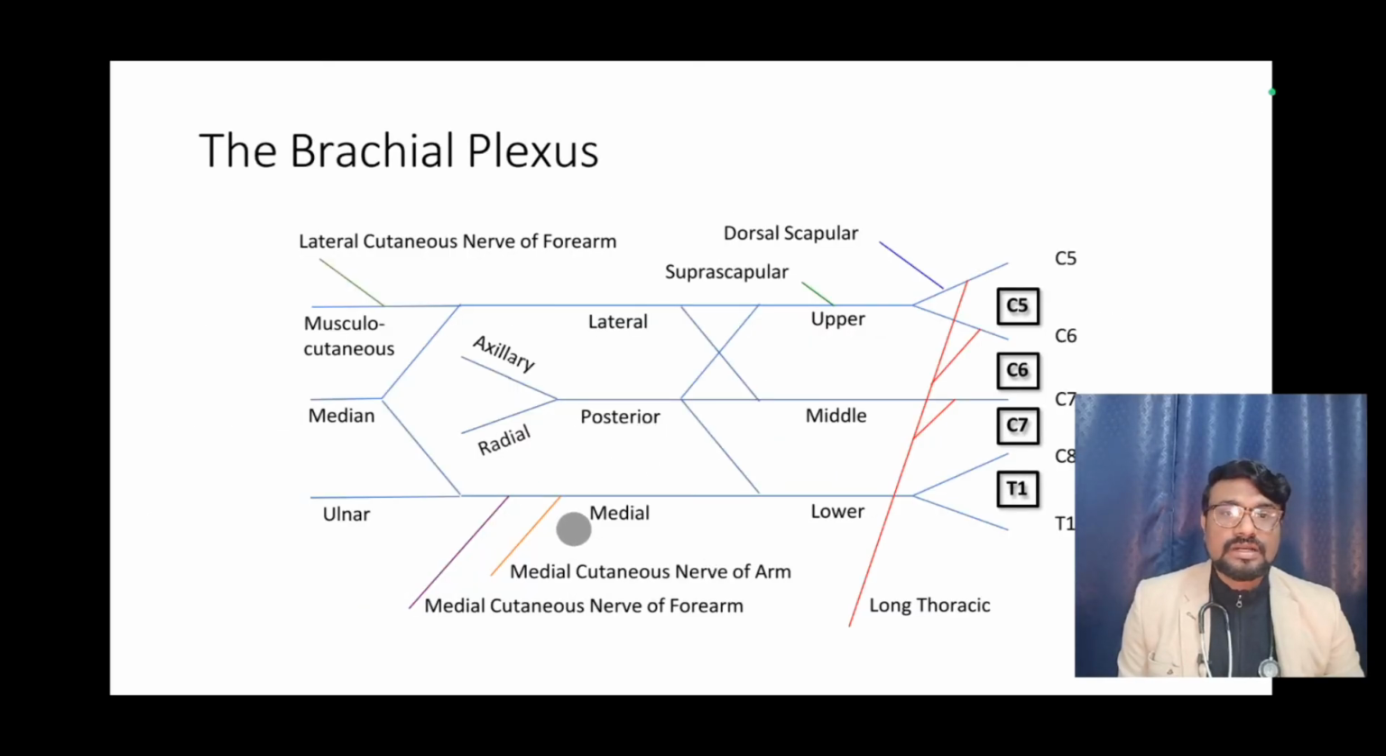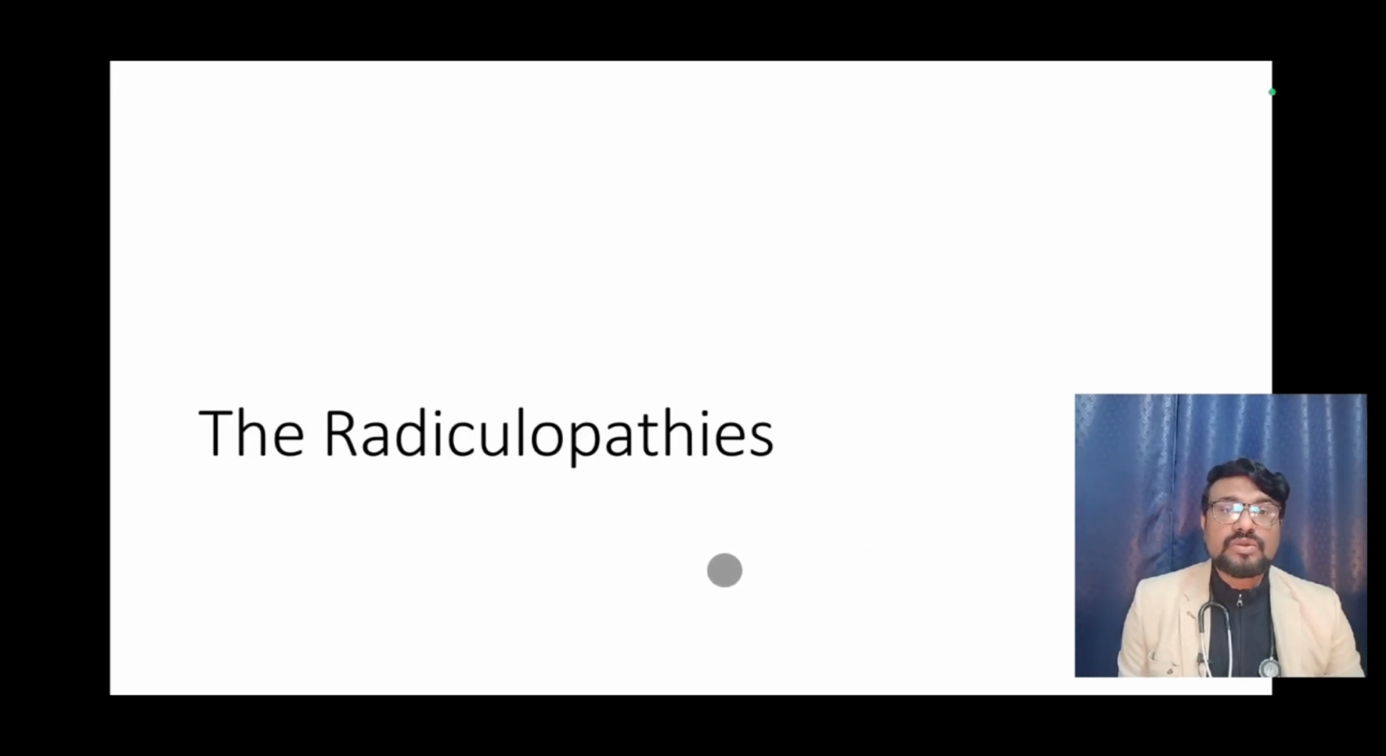Here, these are the medial cords, and these are commonly involved in thoracic outlet syndrome. These are medial cord or lower cord involvement. Then radiculopathies.